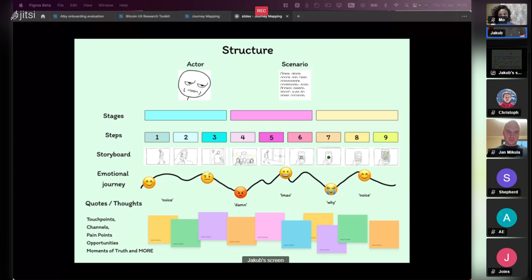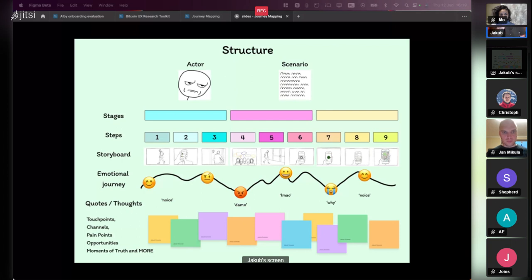Moments of truth are decisive, very critical moments in the experience that can often make or break the overall experience of the person. So they can often decide whether our user will stop using the product at all or will just fall in love with it. It can be a first contact with a product, or first time seeing it in real life, or first usage of a product.